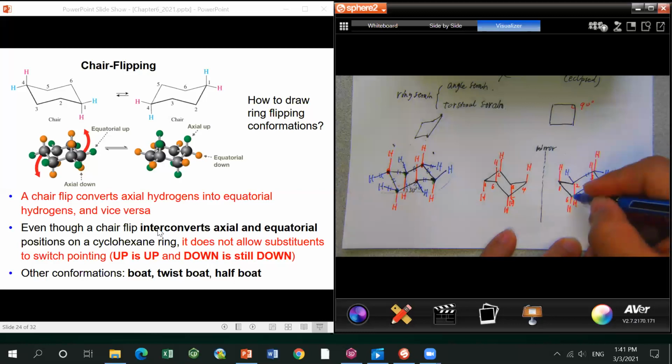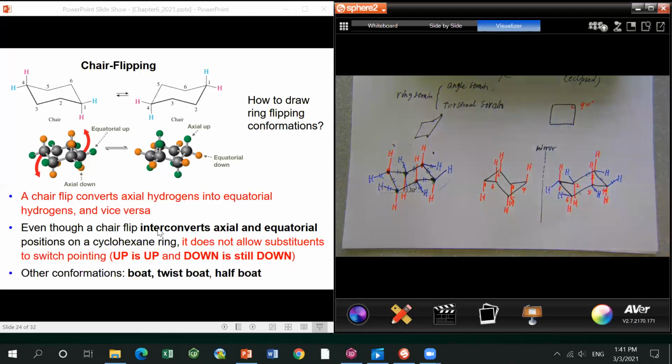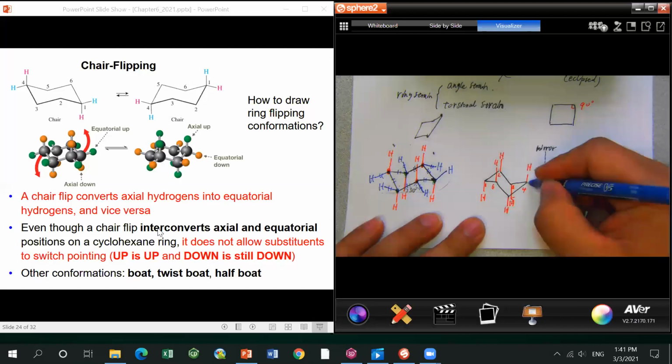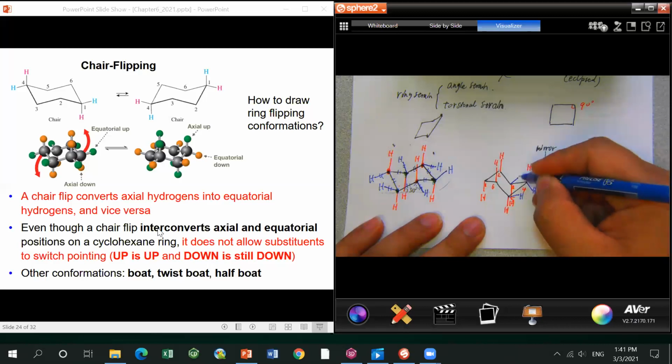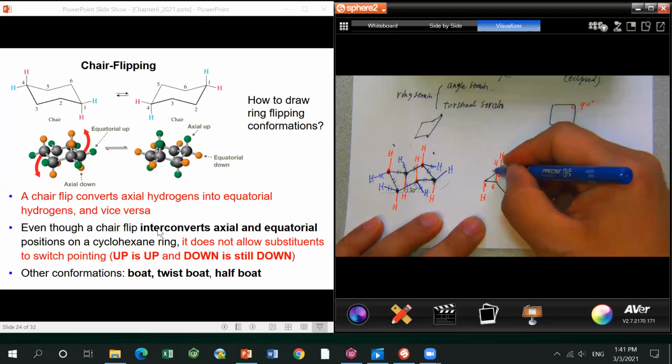All right, so go ahead and add all the hydrogens. Then the falling case, so we can do another one. Same thing: going down is going down, going up is going up, going up is going up, going down is going down.